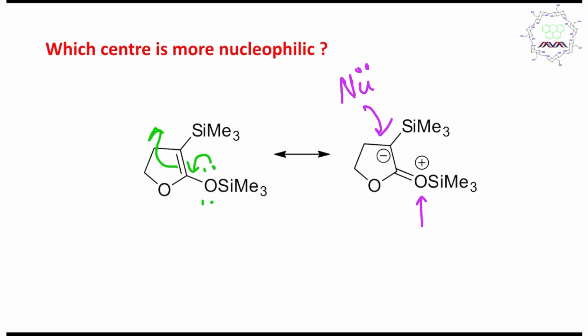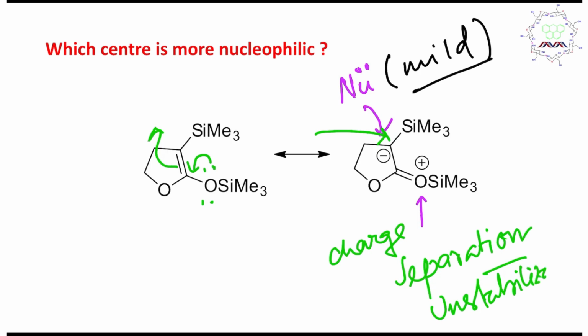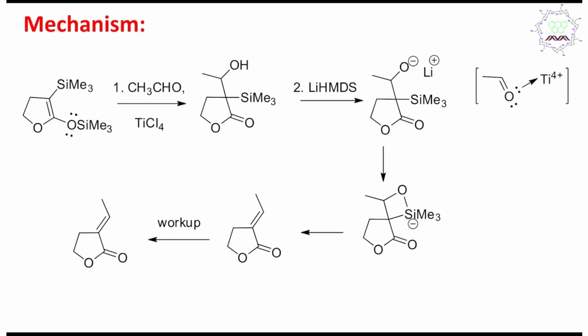This is actually nucleophilic, but more specifically it is mildly nucleophilic. Why? Because the negative charge or electron density comes at this position because of resonance, and that is associated with charge separation, and this charge separation is also associated with some destabilization. So the contribution of this canonical form to the overall electronic distribution in this neutral molecule will be less. That's why it is a mild or weaker nucleophile. Consequently the electrophilic part needs to be strong, and that actually happens.